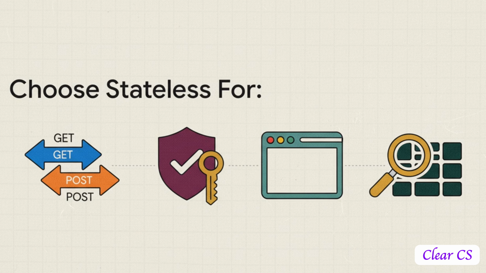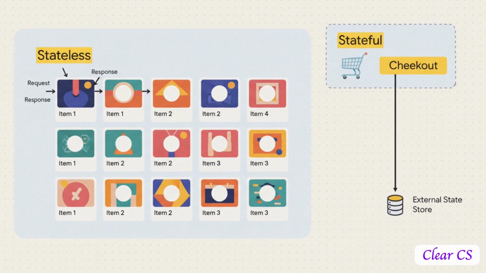And then there's stateless. Honestly, this is the default choice for most modern services, especially if you're building for scale. This is the world of REST APIs, the backbone of the web. It's authentication systems that use tokens, and simple things like a product search, where every single query is its own independent event.